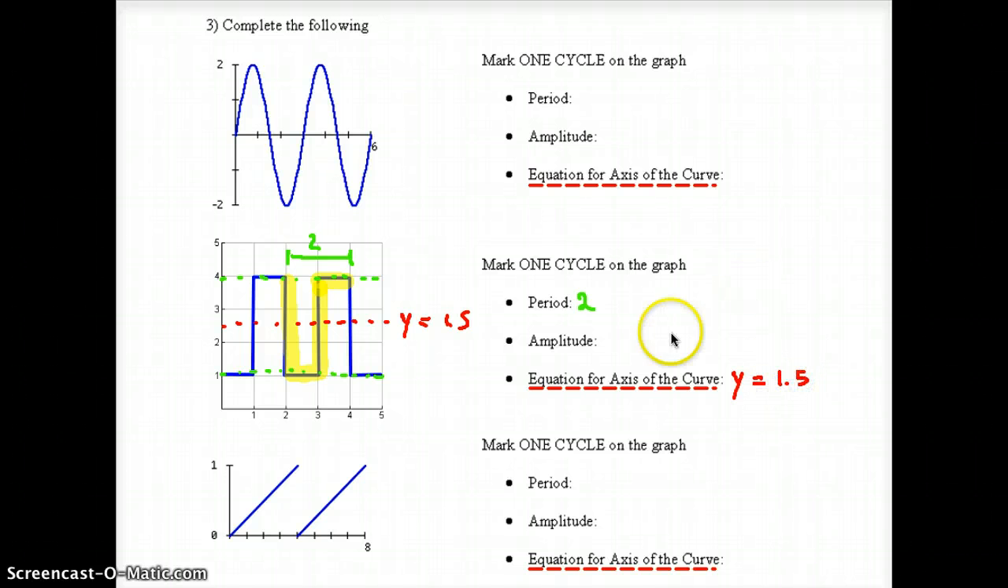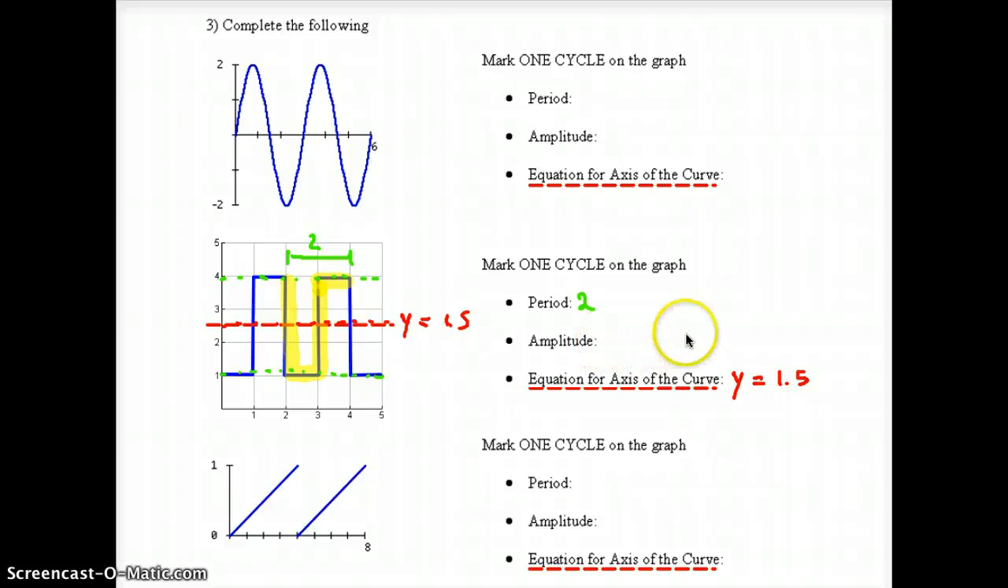1.5. Oh, and I think I had this. Yeah, so I could actually grab it and take it. Let me see if I can do it again. There, y equals 1.5. Does that make sense? So the period is 2 because it takes 2 units to complete one full pattern.